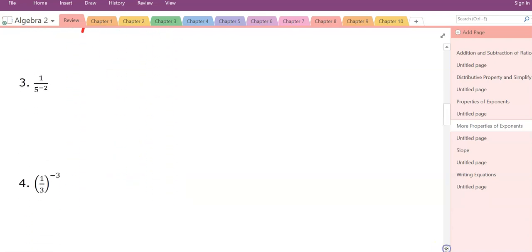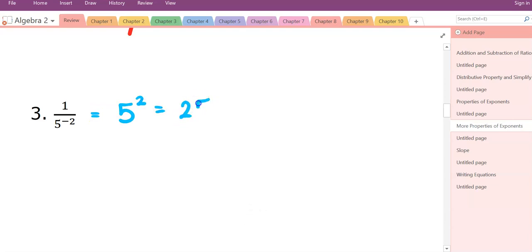Now, if the fraction is already there and you have the negative exponent, like this one has the negative already in the denominator, you basically have to do the opposite of what we did. So instead of writing it as a fraction, we want to remove the fraction from the problem. So we're going to rewrite this so that it says 5 squared, and that's going to be equal to 25.